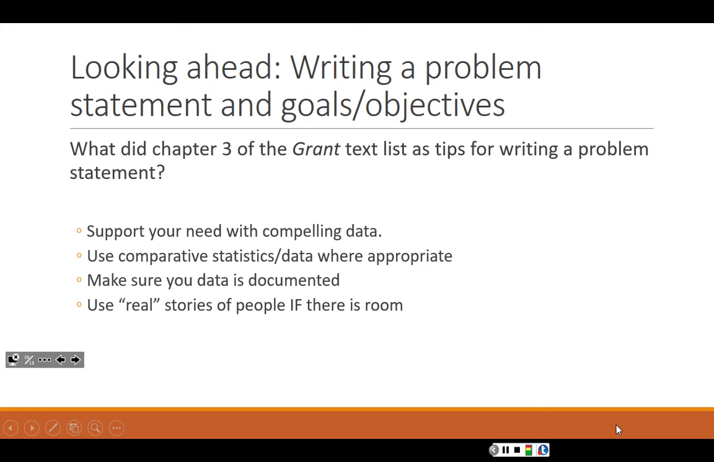Use real stories of people if there is room or if there's a call for it. For instance, in Tammy's AR article, it would be good to put in a story like Tahani's and say, but is there a good side to AR? So real stories help in your problem statement. The biggest thing in your problem statement is to create a sense of urgency. You want the reader to say, oh, wow, we do need to take care of this right now.